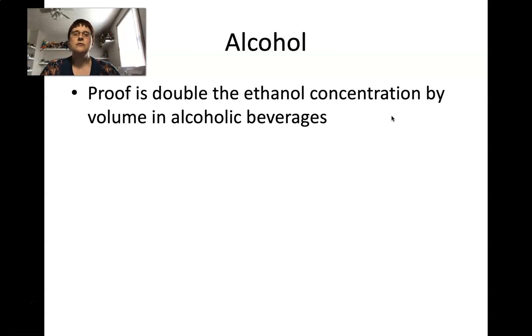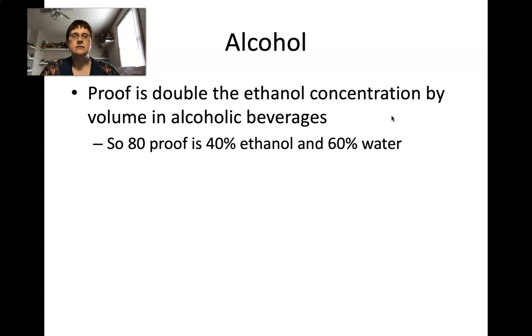And proof is double the ethanol concentration by volume in alcoholic beverages. So what do I mean? If something is labeled as 80 proof, that means that there's 40% alcohol in it, 40% ethanol, and then 60% water. The reason why it was called proof is because it was the proof that there was alcohol in it. They used to actually ignite it back in the day.